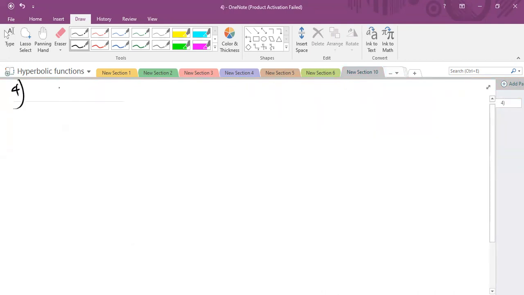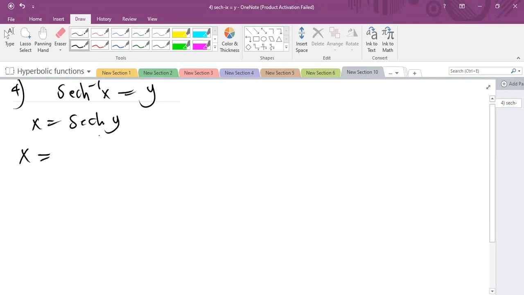Next, let's look at the log form of sec hyperbolic inverse of x. So let this be equal to some y. Then following the same procedure, we have x is equal to sec hyperbolic y. So we write the exponential form of sec hyperbolic. Sec hyperbolic is basically the same as 1 over cos hyperbolic, so it's just the reciprocal. So we have 2 over exponential y plus exponential minus y. Cross multiplying that, we have x times exponential y plus x times exponential minus y is equal to 2.